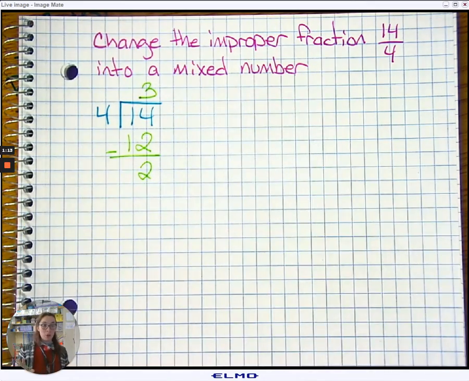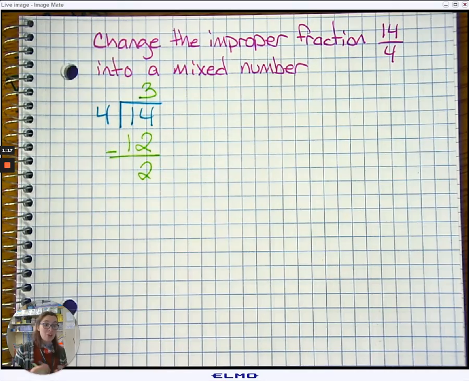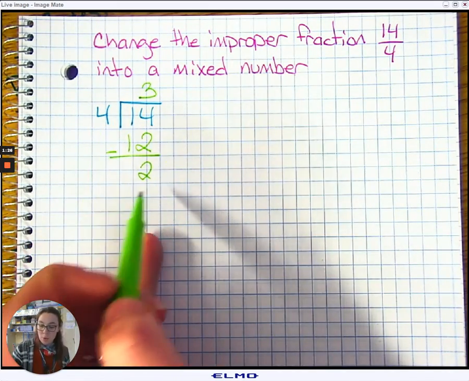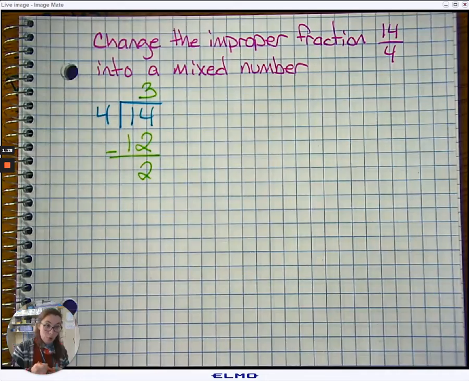Now we're going to stop here. We're not dealing with decimals. We're not dealing with remainders. We're making a new fraction. Specifically, we're making a mixed number, which is a whole number attached to a fraction. So we have our division problem. Now let's label what parts mean what.